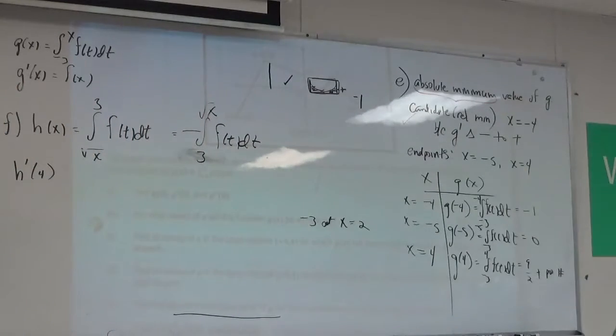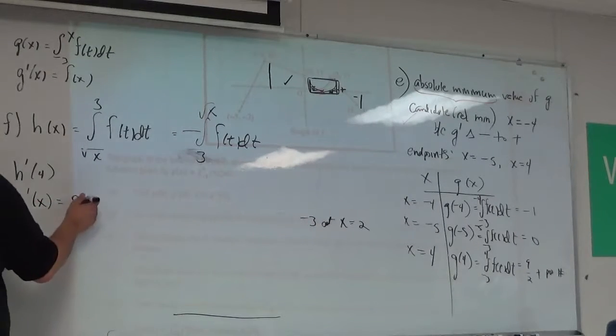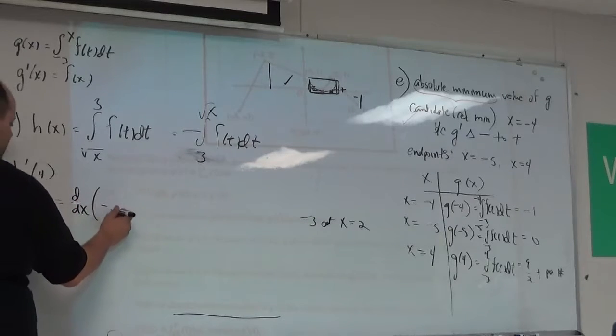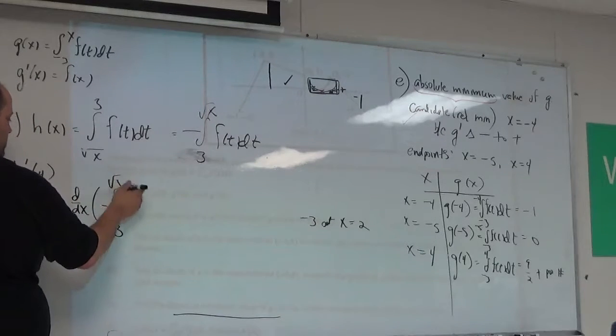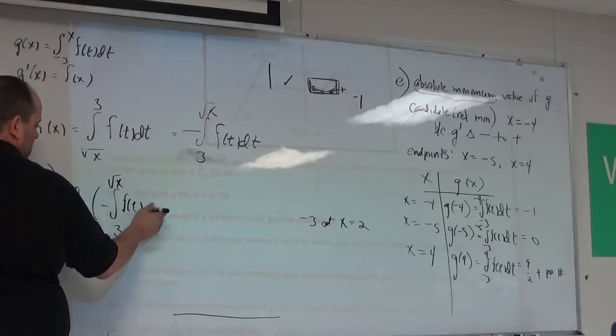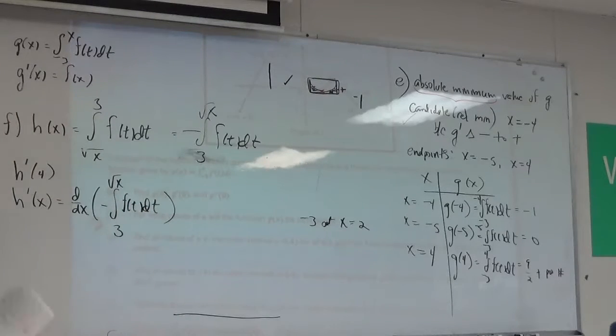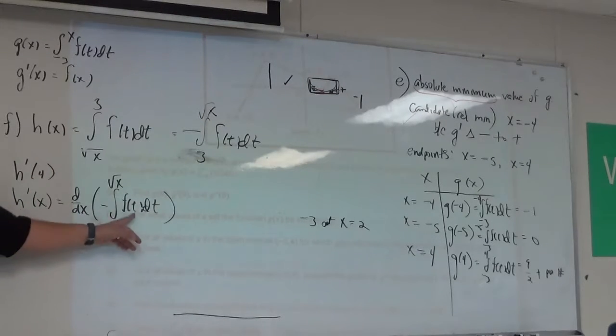Introduce that negative sign. Now to find h prime of 4, you have to find h prime of x first. So you need to find the derivative of the negative integral from 3 to square root of x of f of t dt. That's this guy. Right, Jackie, the conversation we were having earlier of how do I know to use the second fundamental theorem of calculus? It's this derivative integral combination.